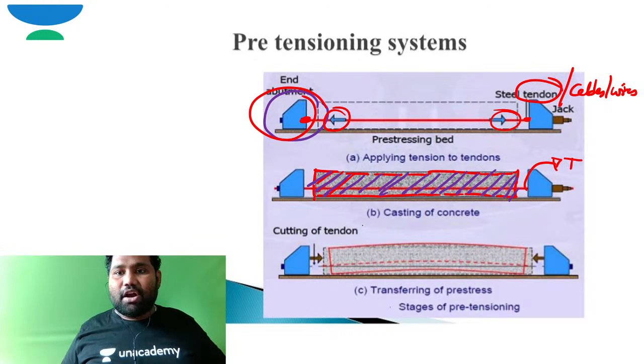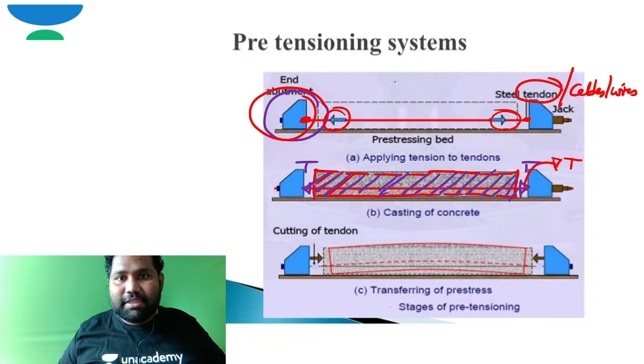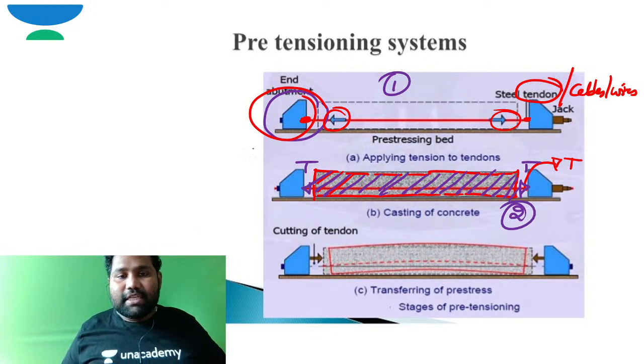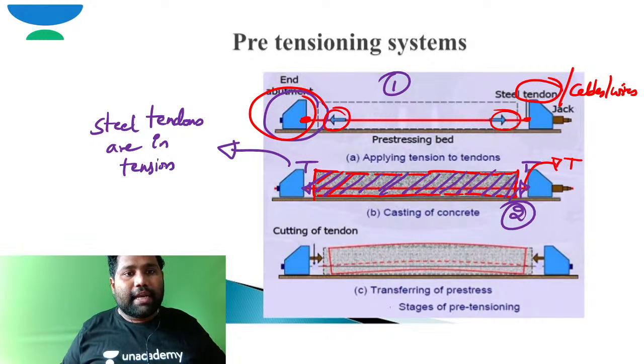After the concrete has got casted, right now you can understand that the action in the steel tendons is tension action, right? This is how the steel tendons are right now, maybe stage 1, maybe stage 2. In stage 2, the steel tendons are in tension action.